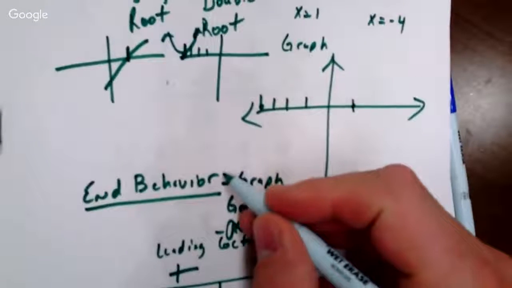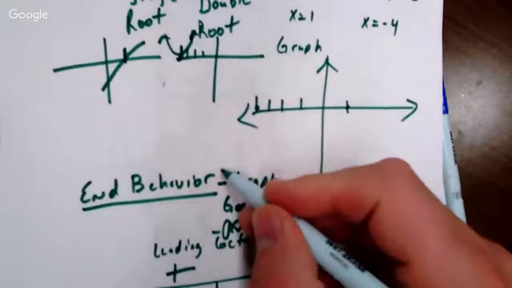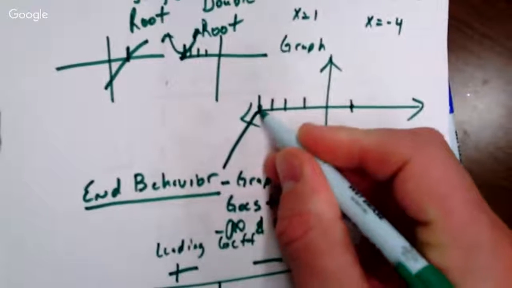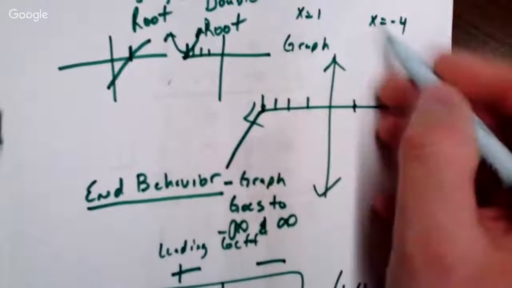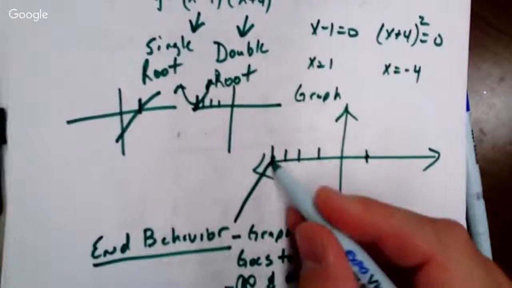Let's go through. So we start at negative infinity. That's where this one starts over on the left. We got that from down here. So we're going to go from negative infinity up to here. Now, does it cross here or bounce? At -4, it was a double root, so it's just going to bounce.